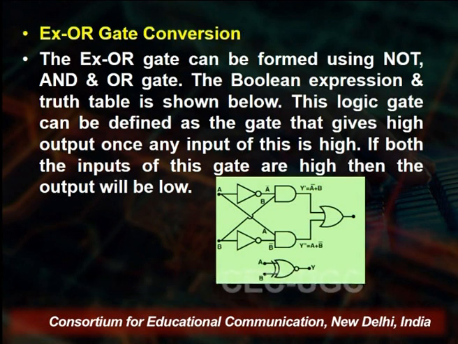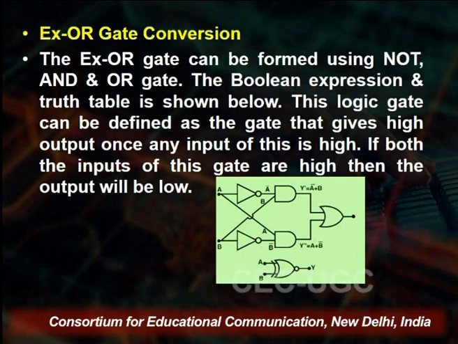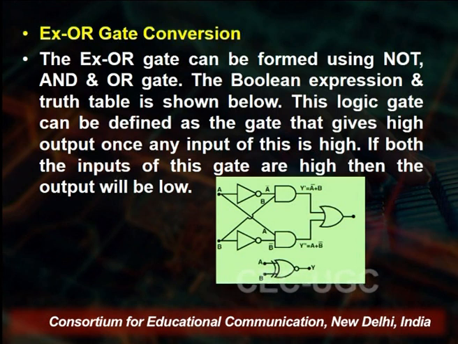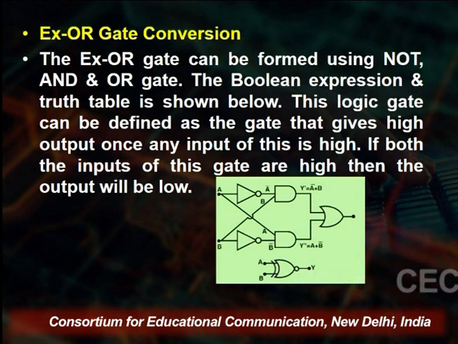The Boolean expression of the truth table we have given is A ⊕ B. So this logic gate can be defined as a gate that gives the high output once any one input of this is high. If one input is high, the output will be high. If both the inputs of the gate are high, then the output will be low. So this is the symbol. We have the two inputs. First we use the two NOT gates. One inverted input will go into the AND gate.